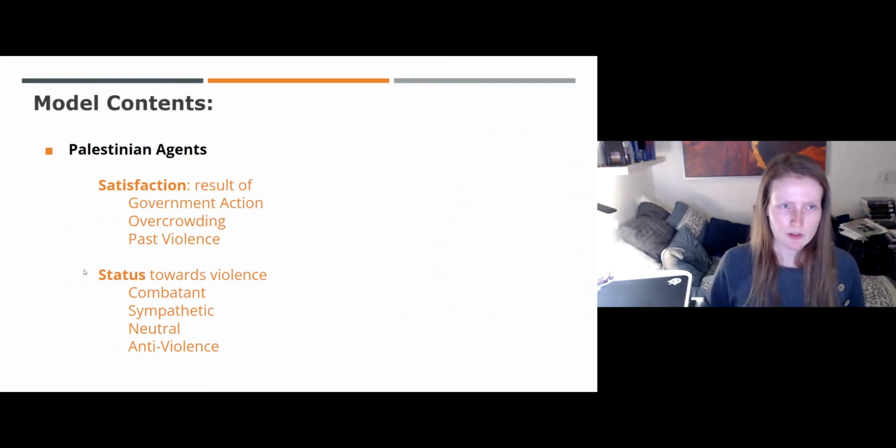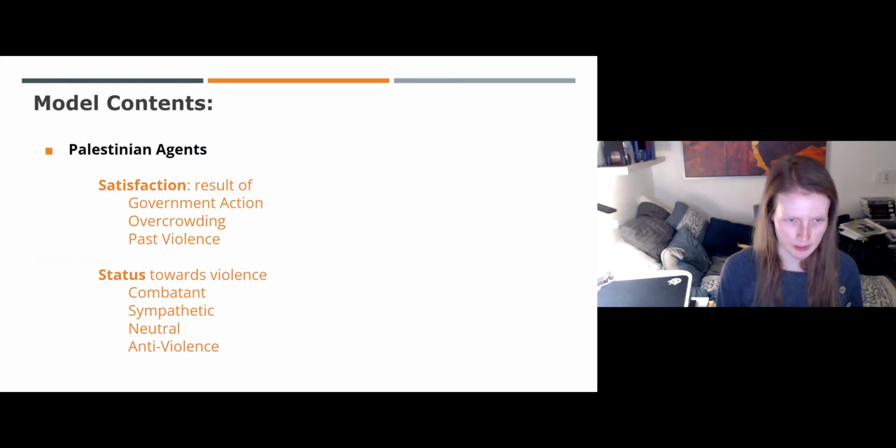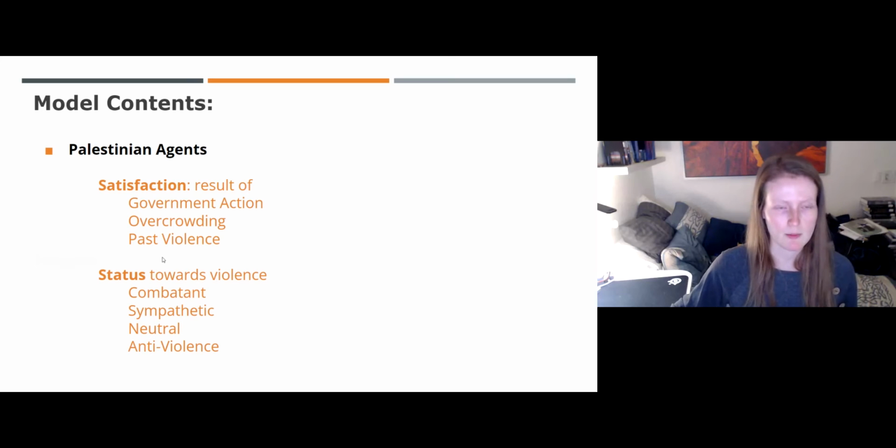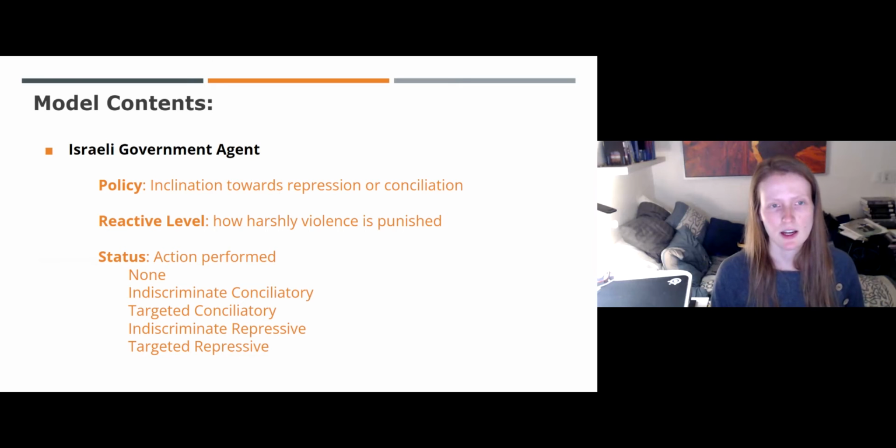As a quick overview of the model components, I have Palestinian agents who have some level of satisfaction with their surroundings and with the actions of the Israeli government, and this satisfaction determines their proclivities towards violence, particularly whether they become combatants. The Israeli government commits one action per turn, conciliatory or oppressive, indiscriminate or targeted, or they don't commit an action, and these actions affect the Palestinians.